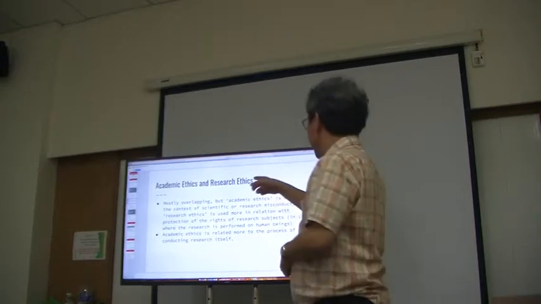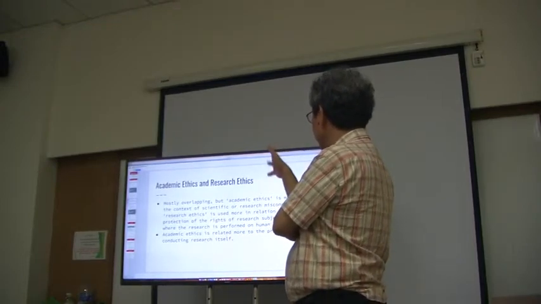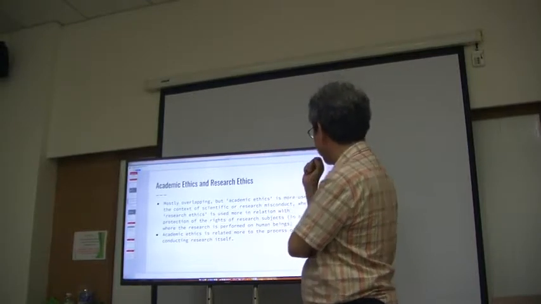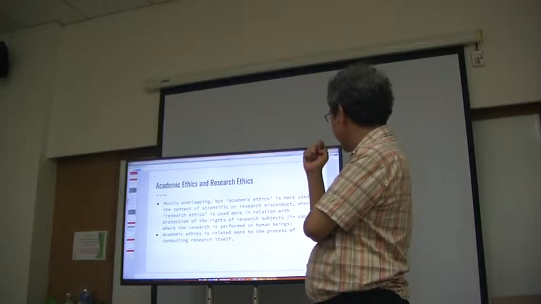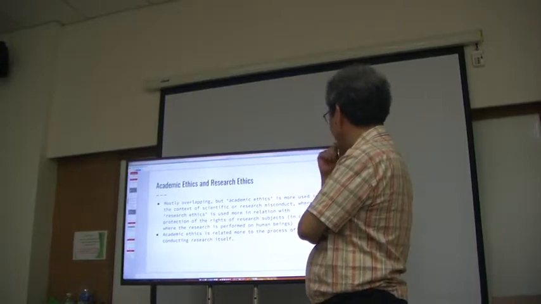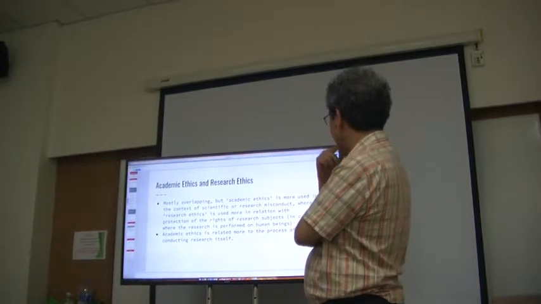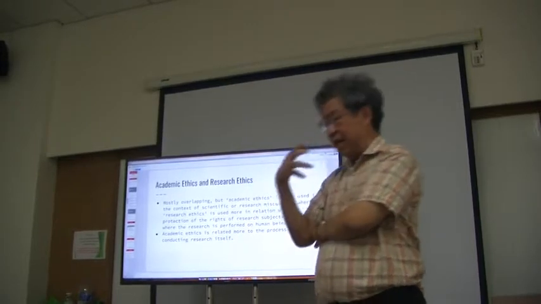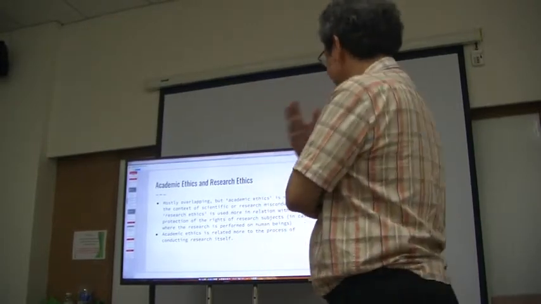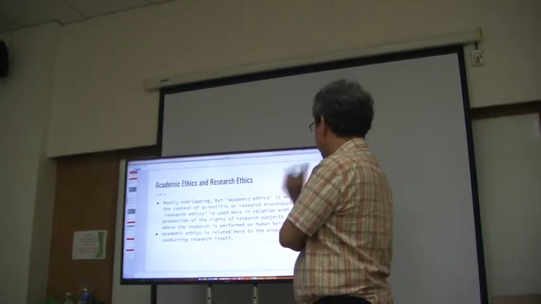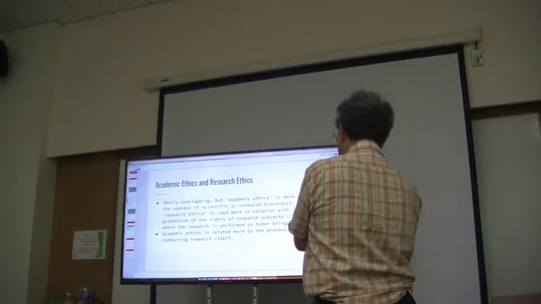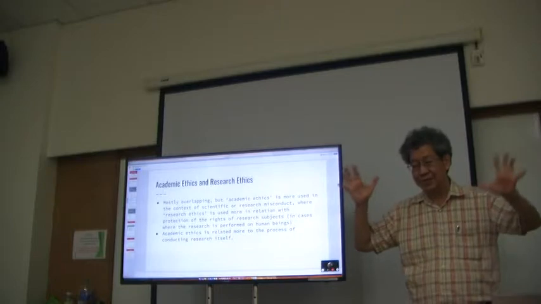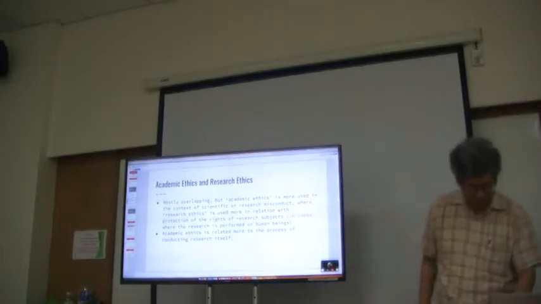So what I say on the slide is that the meanings of the two terms are mostly overlapping, but academic ethics is more used in the context of scientific or research misconduct. That is one meaning that I have already talked about, where research ethics is used more in relation with research on human subjects. So academic ethics is related more to the process of doing research itself. I hope I make the issue clear, because people sometimes confuse the two terms.